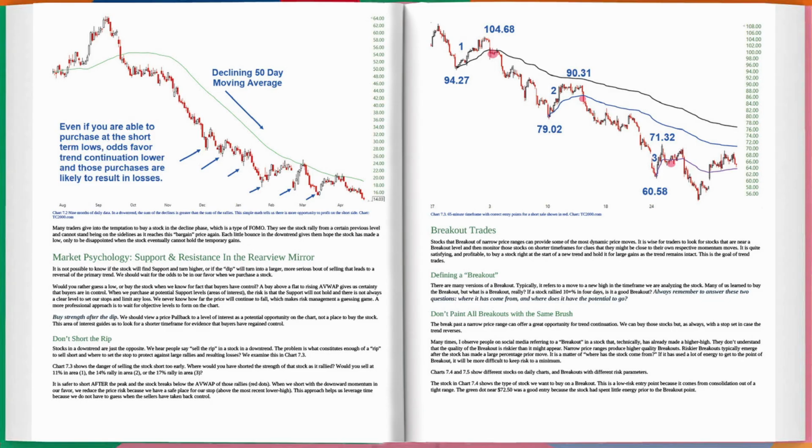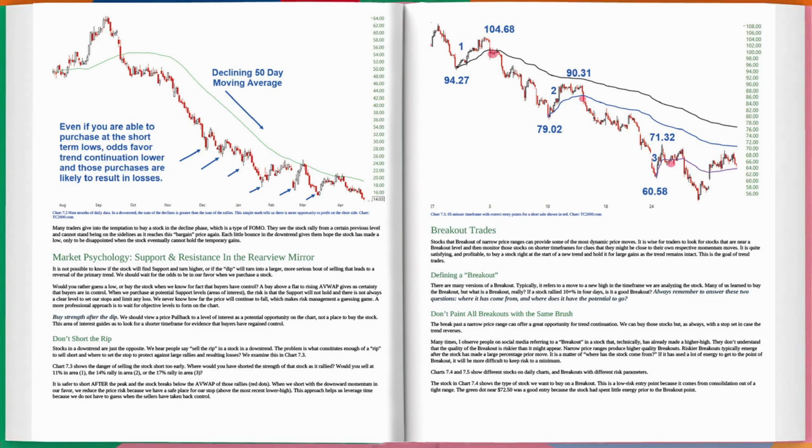Each little bounce in the downtrend gives them hope the stock has made a low, only to be disappointed when the stock eventually cannot hold the temporary gains. Market psychology: support and resistance in the rearview mirror. It is not possible to know if the stock will find support and turn higher, or if the dip will turn into a larger, more serious bout of selling that leads to a reversal of the primary trend. We should wait for the odds to be in our favor when we purchase a stock. Would you rather guess a low or buy the stock when we know for fact that buyers have control?